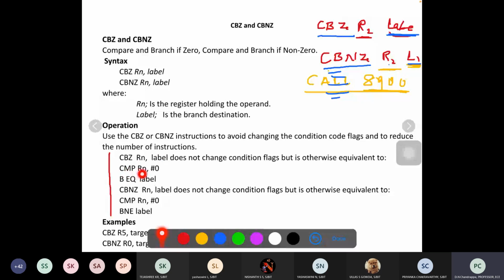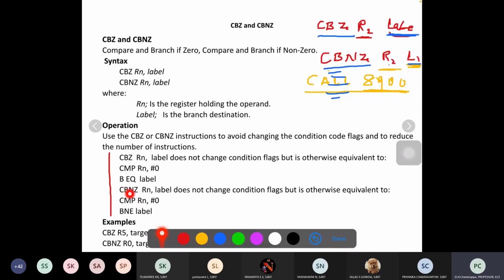Compare, CMP Rn, assigned 0. 0 is an immediate value. Now Rn equal to 0. So if Rn equal to 0, branch to label. Goes to some label. Next CBNZ Rn. If not equal to 0, label, or otherwise go to the next instruction. Similarly, compare Rn with 0, if Rn equal to 0.